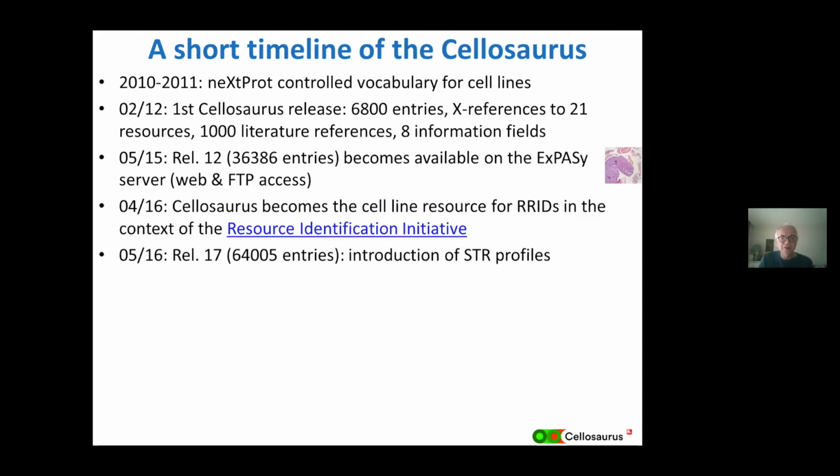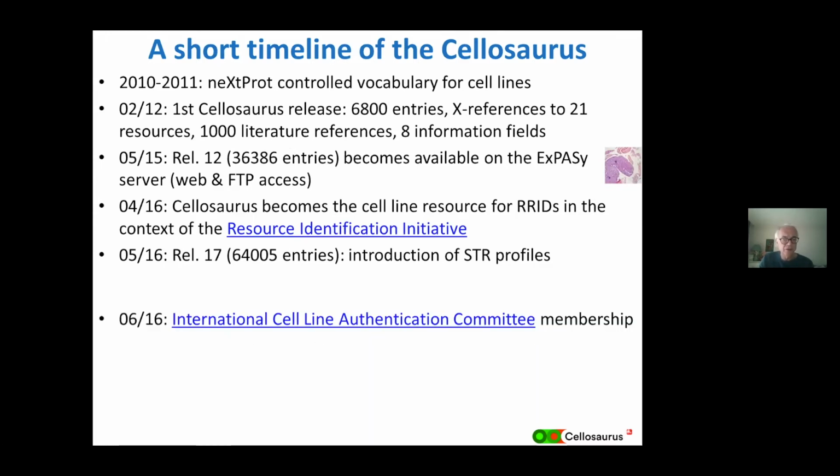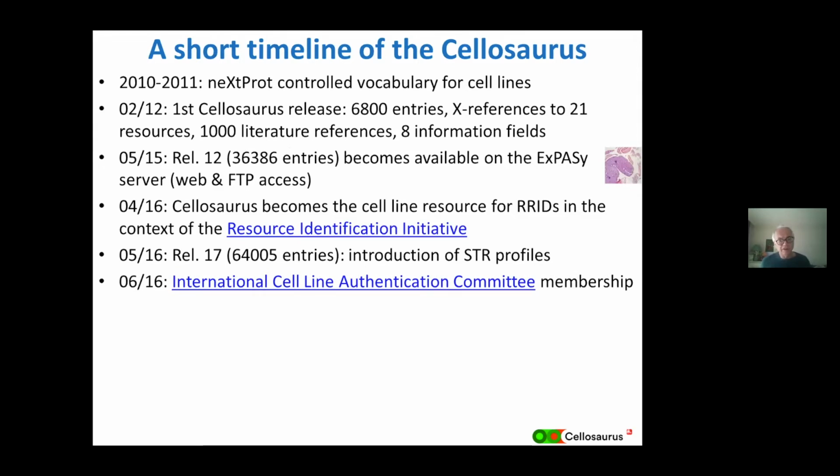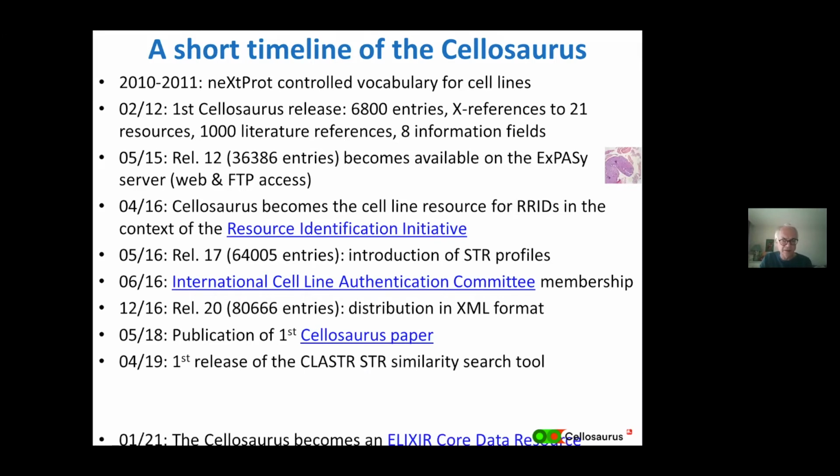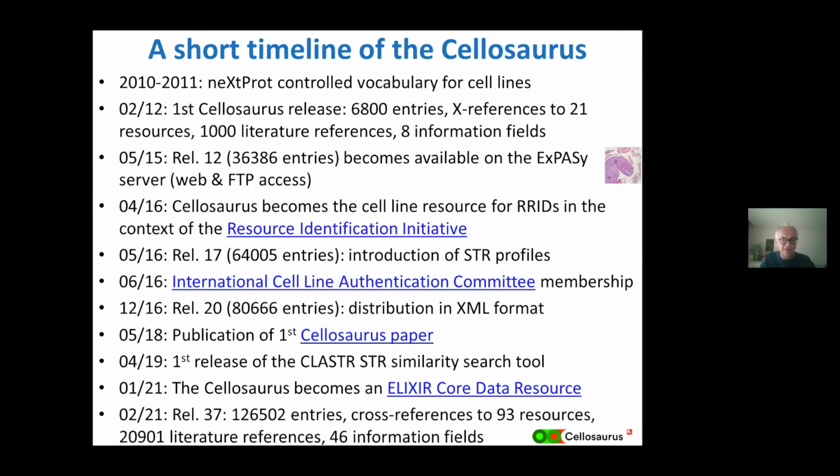And then we introduced STR profiles. Again, I'm going to explain what those are. 5 years ago, it became a member of the International Cell Line Authentication Committee. This also will be discussed when we discuss STR profiles, because all of this has to do with integrity of cell lines. It was first distributed in XML in 2016. The paper describing the Cellosaurus was published in 2018, and in 2019 we published a tool to look for similarity, which we will also look at during this course. And as I said, in 2021, it became an ELIXIR core resource.